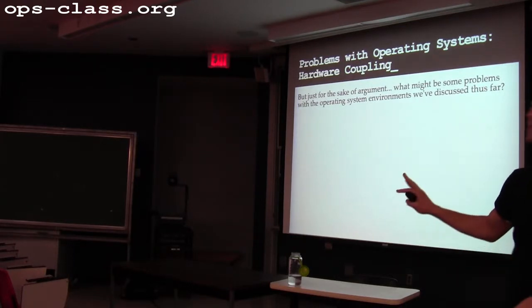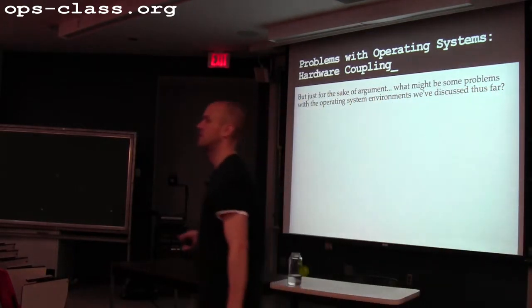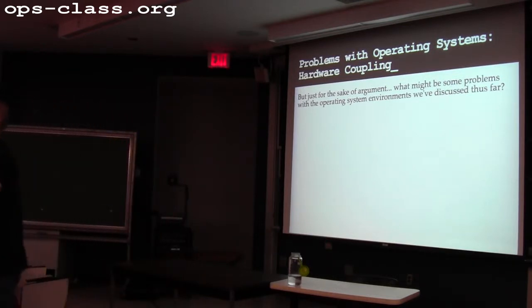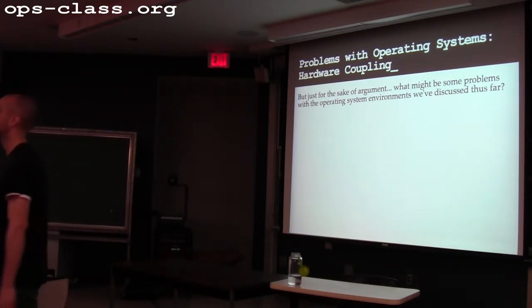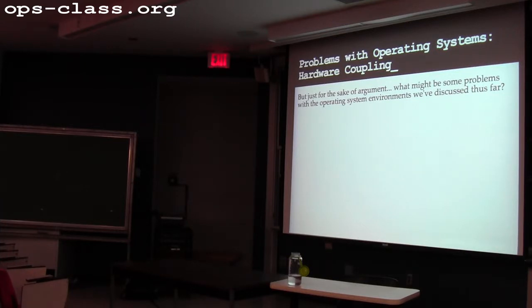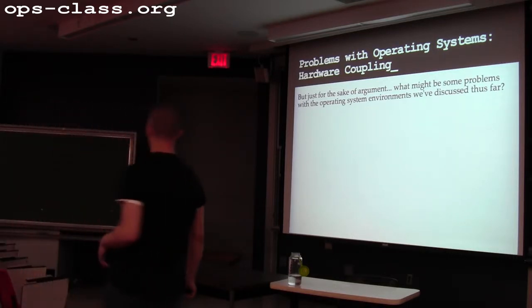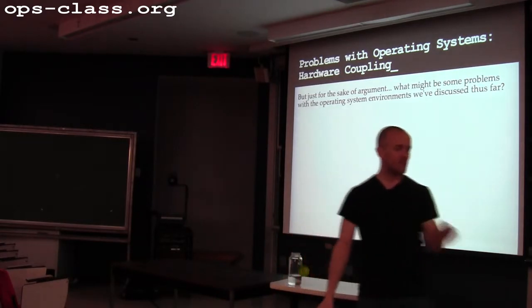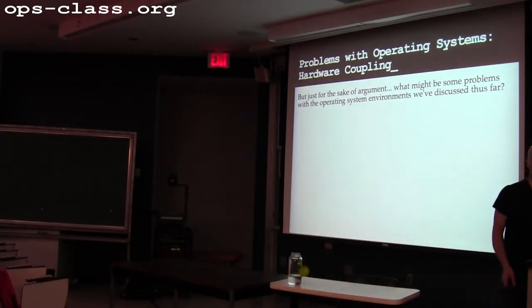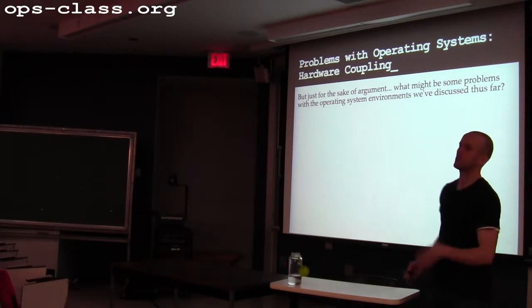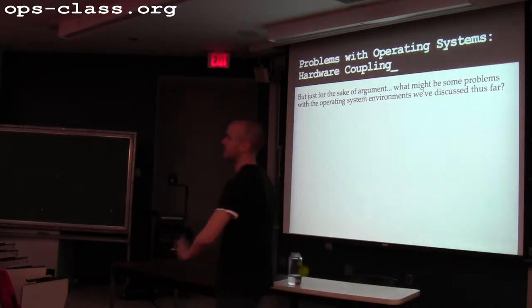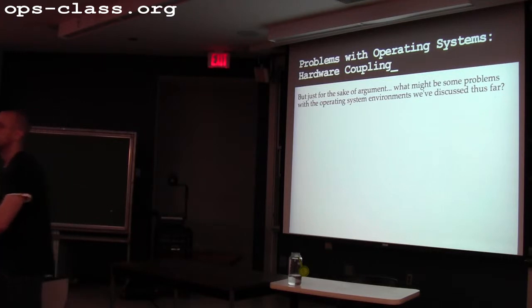What were some of the problems with operating systems that we identified together, particularly in the area of hardware coupling? What are some of the weaknesses that operating systems have that would lead us to create little virtual machines for them to live in, rather than the physical machines that were perhaps more common 10, 20 years ago? What are the problems when you actually install a real operating system on a real machine?